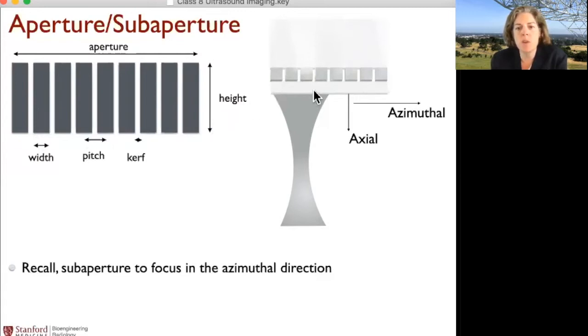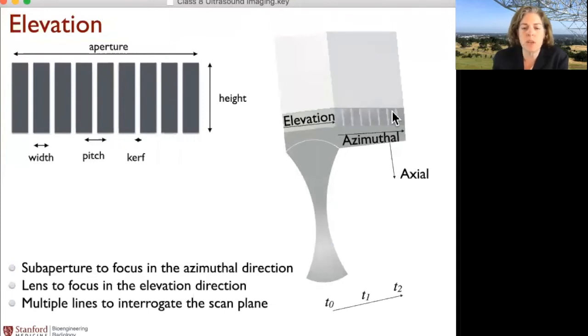You use some number of elements. Now, of course, this transducer shown in this cartoon has very few elements. Usually it's something like 128 elements. And so then you use a subaperture, meaning you use some subset of these elements in order to create a beam. And then you image the echoes that are coming back from that beam. So of course, this is the axial direction, this is the azimuthal direction. Okay, so that's what we talked about last time.